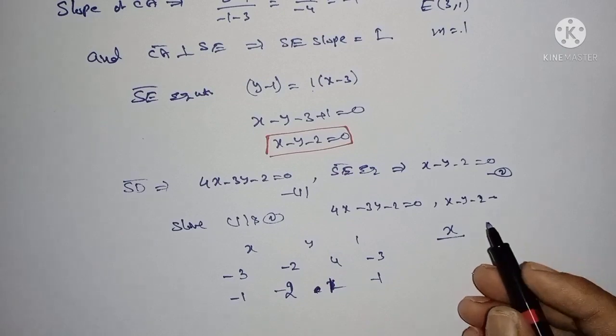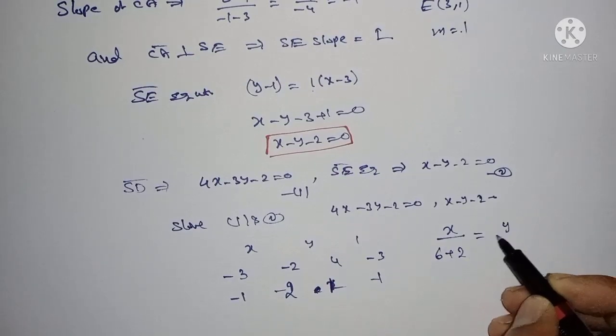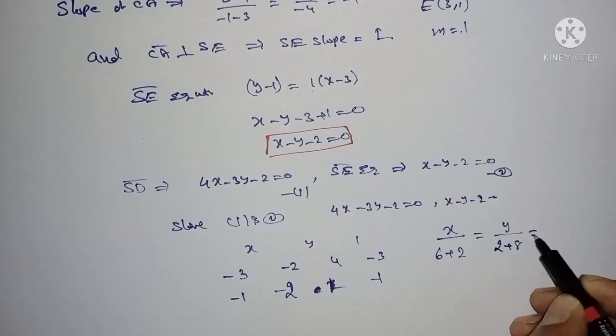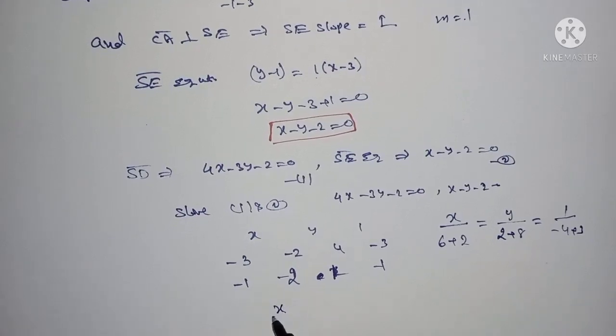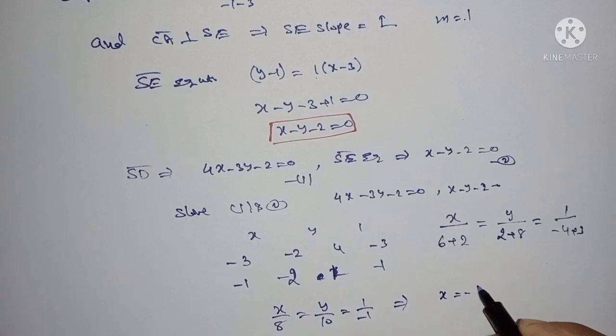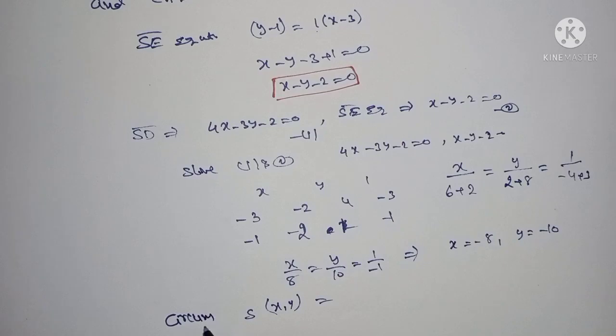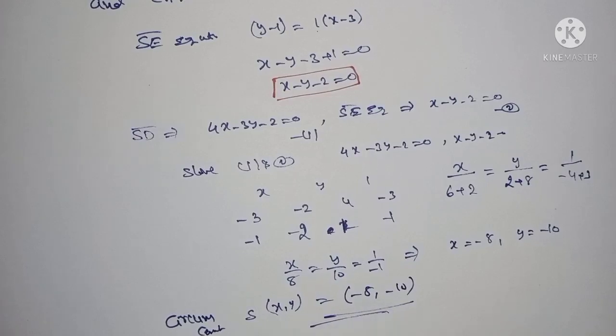Okay, minus 1. x by 6 plus 2 is equal to y by 2 plus 8 is equal to constant by minus 4 plus 3. x by 8 is equal to y by 10 is equal to 1 by minus 1. Therefore, x is equal to minus 8, y is equal to minus 10. Therefore, circumcenter S is equal to minus 8, minus 10. This is our answer. This is the example of finding the circumcenter.